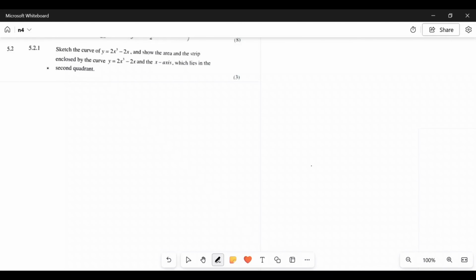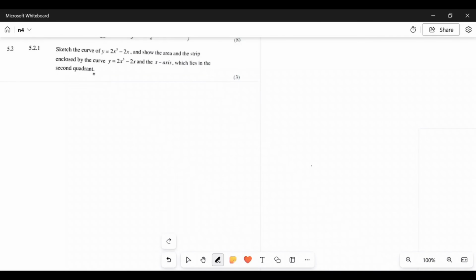The question goes like this. Sketch the curve of y equals 2x to the power of 3 minus 2x and show the area and the strip enclosed by the curve y equals 2x to the power of 3 minus 2x and the x-axis which lies in the second quadrant. Now, they want us to sketch this graph of the function, and also they want us to show the area and the strip enclosed by the curve that we are going to draw. So the curve and the x-axis, those are the things that are enclosing the area.